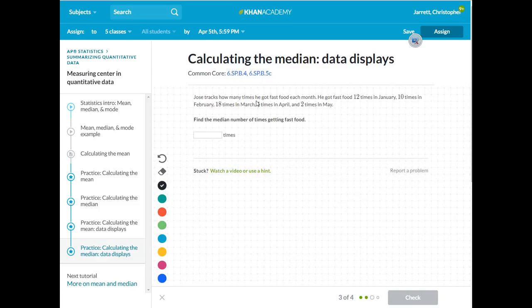Jose tracks how many times he got fast food each month. So we had 12, 10, 18, 4, and 2. What is the median? You're going to put them in order. 2 is the smallest, then 4, then 10, then 12, then 18. 1, 2, 3, 4, 5 data pieces. I like to check to make sure that I have them all there. 2 and 18, 4 and 12, leaves 10 in the center. So ultimately, my median is 10.